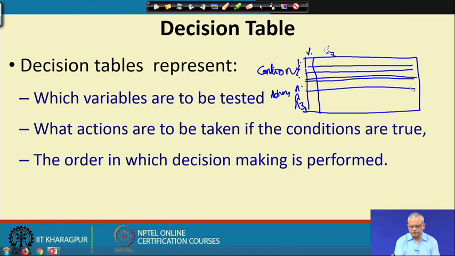So, if this set of conditions are satisfied, that is some variable has some specific values, then maybe we will say that action a 1 will be taken, and if the conditions have some other set of values, then let us say action a 3 will be taken.